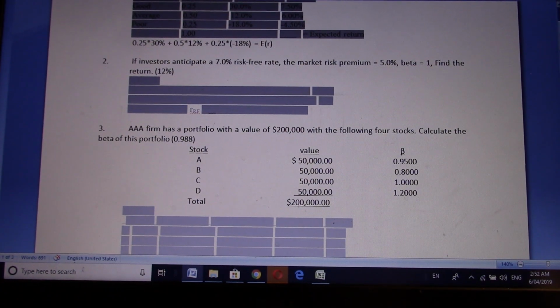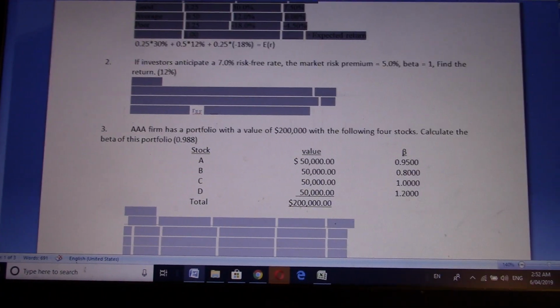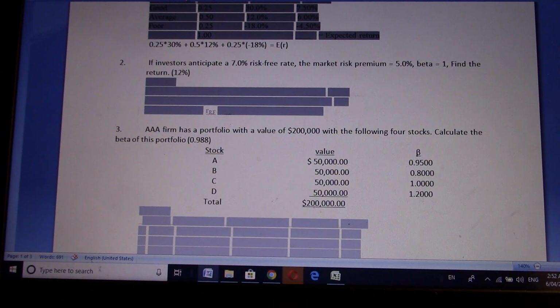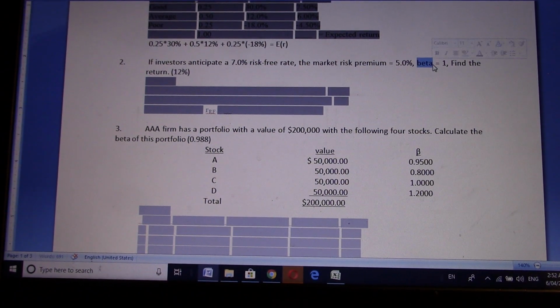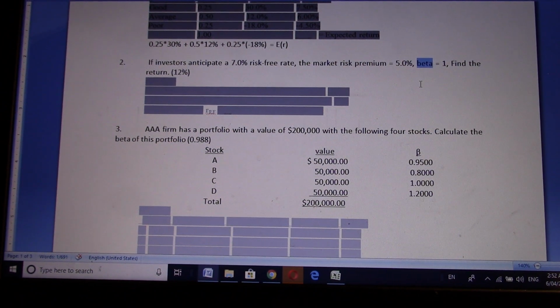Okay, let's continue on the homeworks. The second question: if the investor anticipates a 7% risk-free rate, market risk premium is 5%, and beta is 1, find the return. This is CAPM. If you see the words risk-free rate and market risk premium, and you see beta, and beta equals 1, you should use the CAPM model to figure out the return.